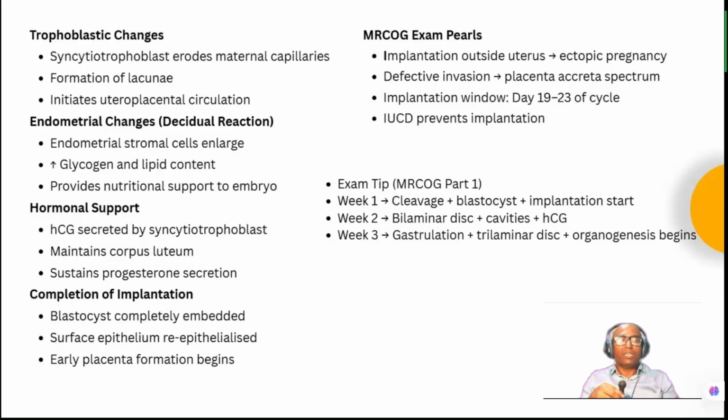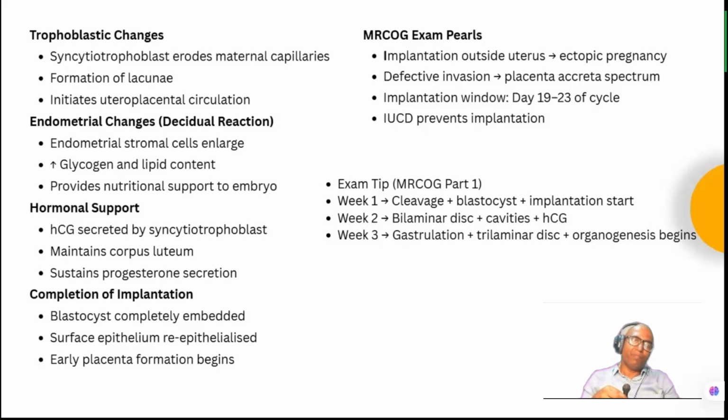Okay. And what is the hormonal support which is required? The hCG is secreted by the syncytiotrophoblast, maintains the corpus luteum, and that is the source of progesterone secretion. Okay. Then there is completion of the implantation. The blastocyst is completely embedded, the surface epithelium is re-epithelialized, and early placenta formation begins.